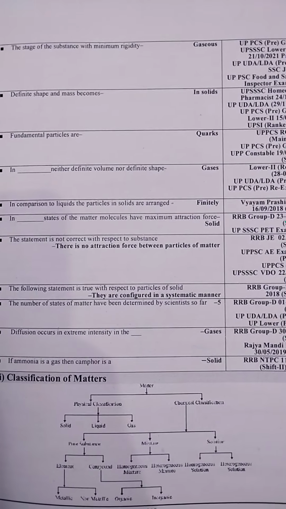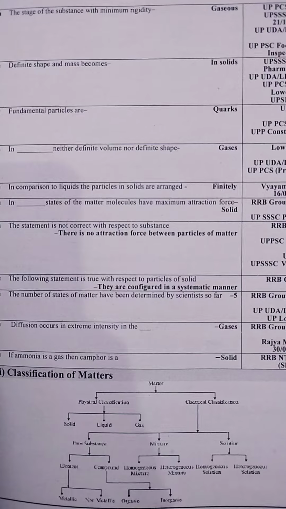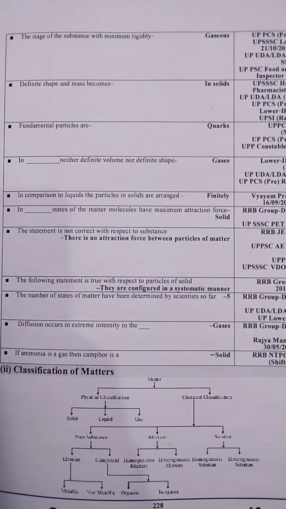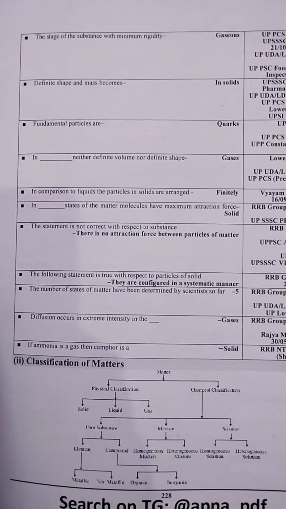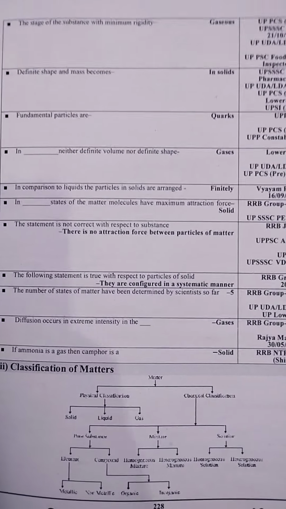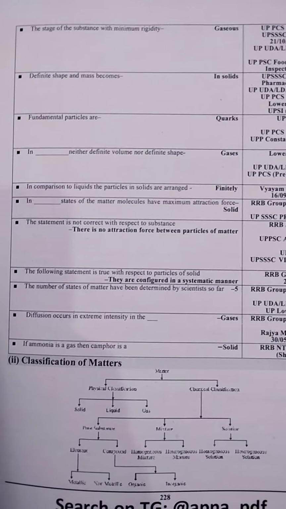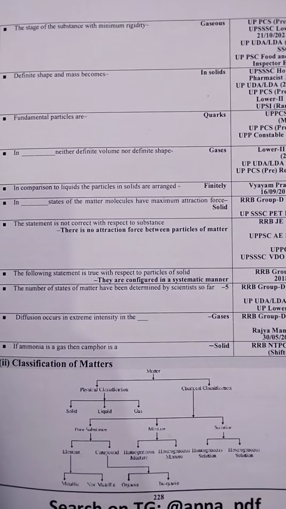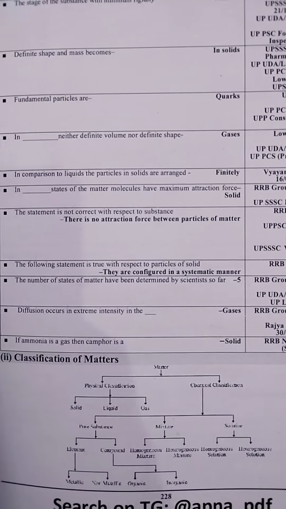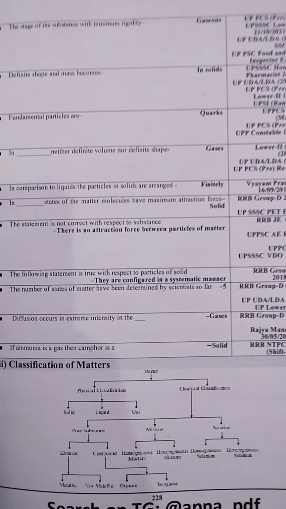In comparison to liquid, the particles in solid are arranged closely. In the solid state, the matter molecules have maximum attraction force. Which statement about attraction is not correct with respect to substances? There is no attraction force between particles of matter. Which of the following is true with respect to particles of solid? They are arranged in a systematic manner. The number of states of matter determined by scientists so far is 5.